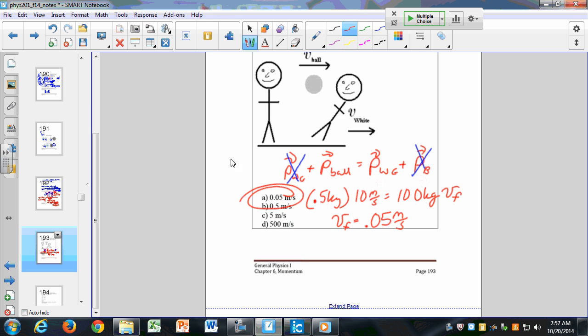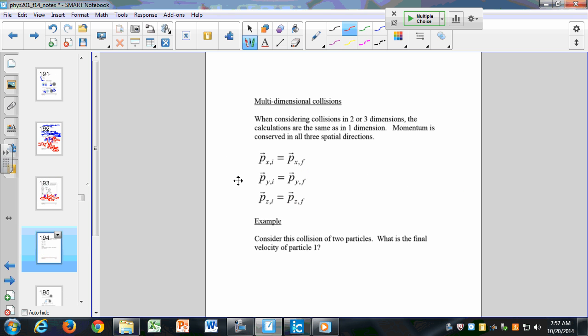All right, let's try another problem. And this is more like what you'll see on your exam. It's basically the same, except now we're dealing with collisions in 2 or 3 dimensions. But you really deal with them in pretty much the same way, except you just keep all the dimensions separate. Keep your vectors in vector notation.